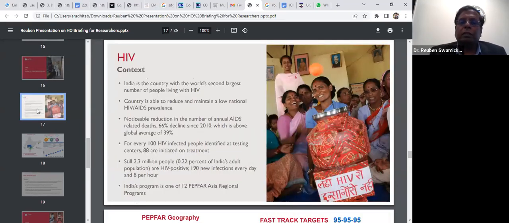So, the context, India is the country with the world's second largest number of people living with HIV. The country is doing a fabulous job in being able to reduce and maintain the low levels of prevalence. Noticeable reduction in the number of AIDS-related deaths. That's a 66% decline since 2010, which is way above the global average of 39. And so for every 100 HIV-infected people identified at testing, 88 are initiated on treatment. So there is still a large gap that needs to be filled. Still 2.3 million people are HIV positive with 190 new infections every day.